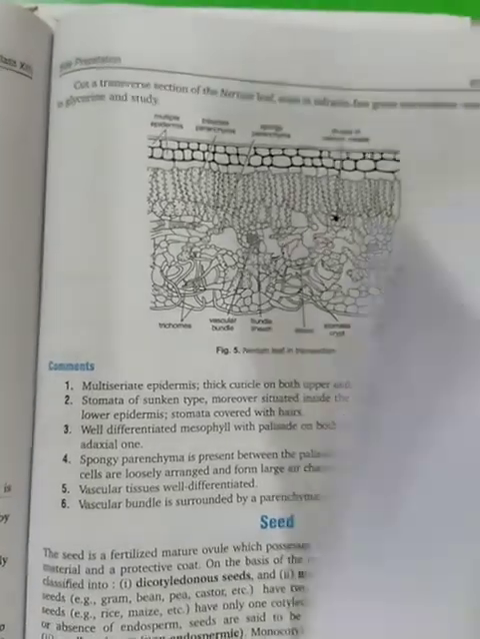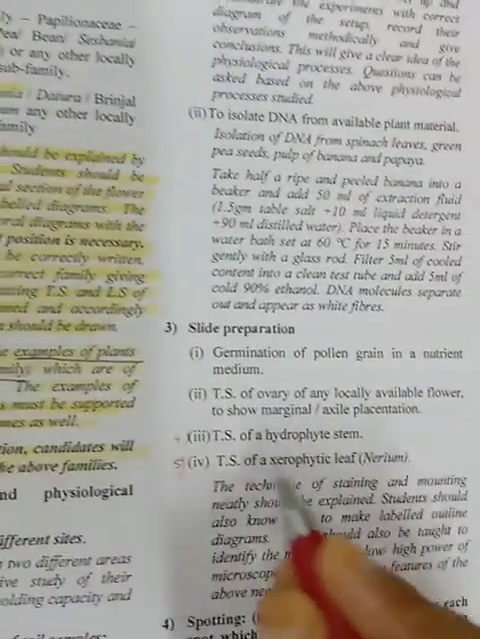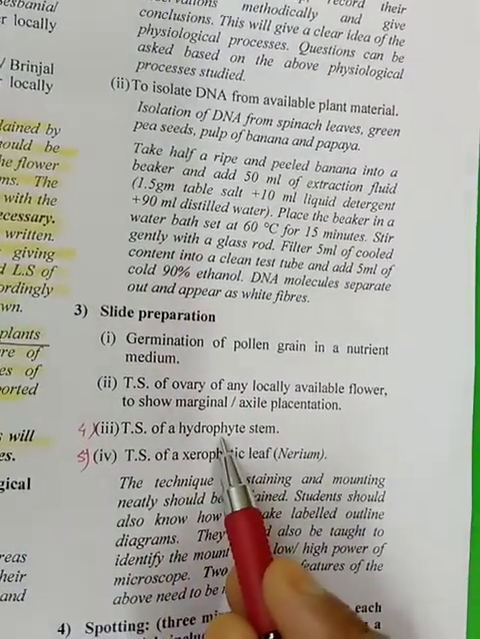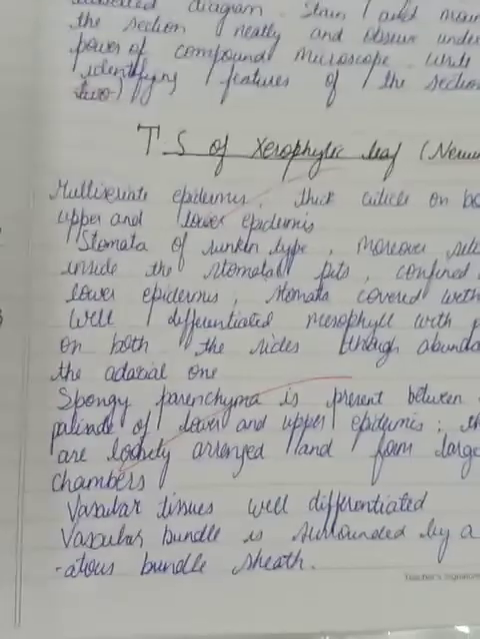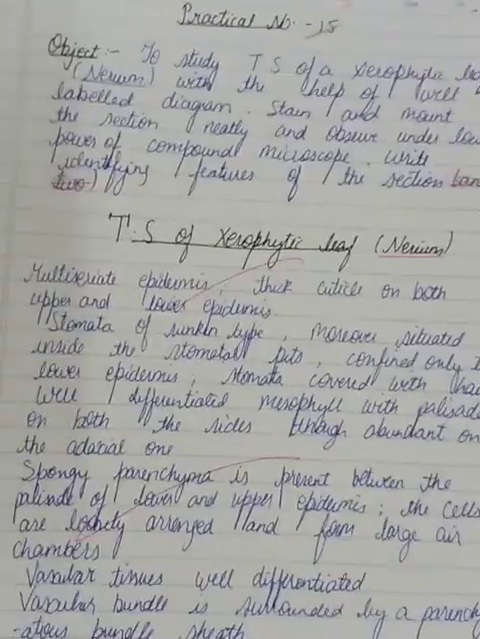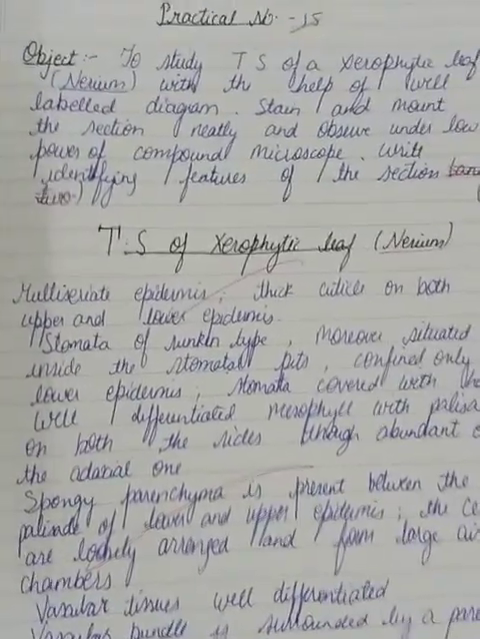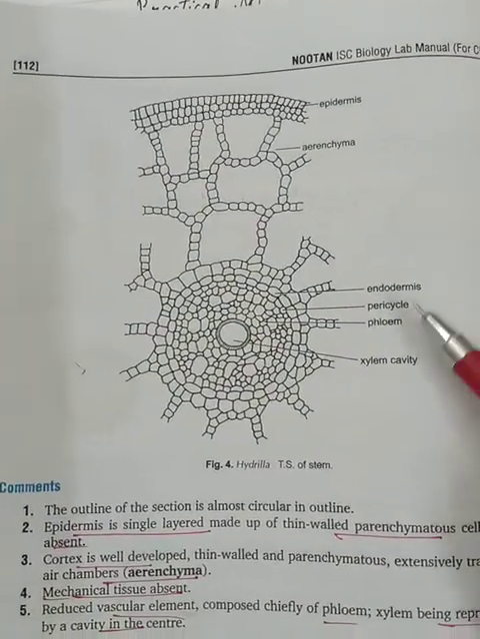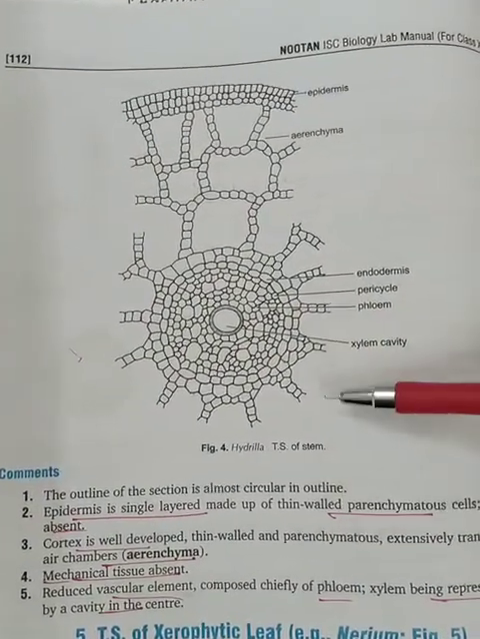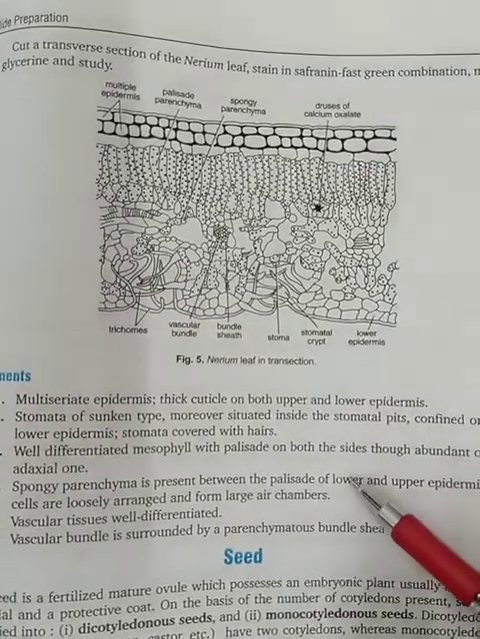So with that, children, it will be number 4 and 5 practicals, TS of a hydrophyte stem and TS of a xerophytic leaf, that is Nerium. I will be sending these images of the page, but you please copy down from your textbook page, which is more simply given like this. Alright, the object I will send in each, and here the work for number 4, and this is for number 5.